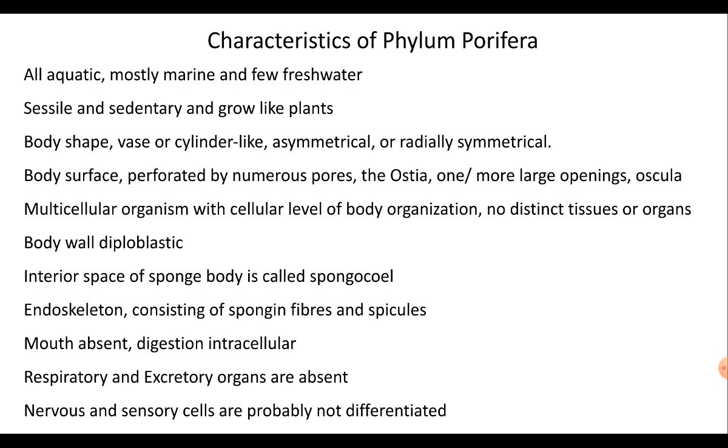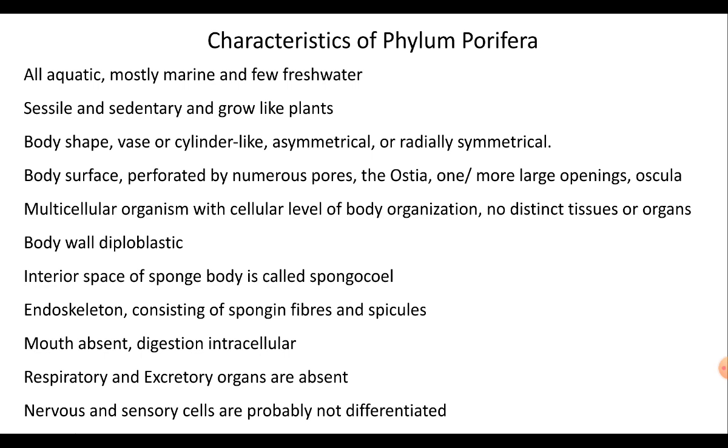The interior space of the body is either hollow or permeated by numerous canals which are lined with choanocytes. The interior space of the sponge body is called spongocoel. One of the interesting characteristic features of sponges is that they possess an endoskeleton which is made up of flexible spongin fibers, siliceous spicules or calcareous spicules.